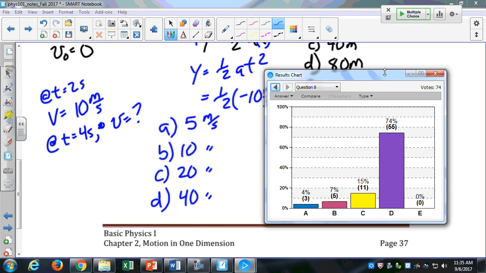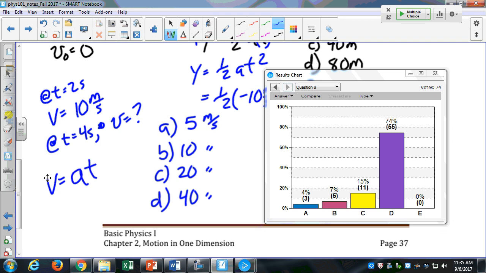Okay, so I understand why you put this based on what we had in the last problem, right? Because you said, well, in the last problem, if I doubled my time, I multiplied the result by 4. But in this case, it's not a quadratic relationship. It's a linear relationship. So I have V is equal to A times T. So if I double T, what happens to V? It gets doubled as well. Right? So whereas it was 10, now it's going to be 20.